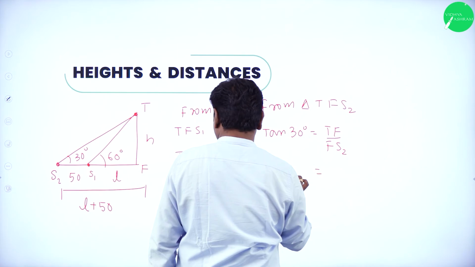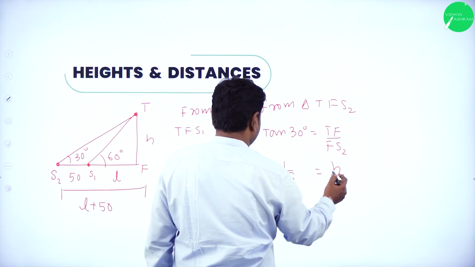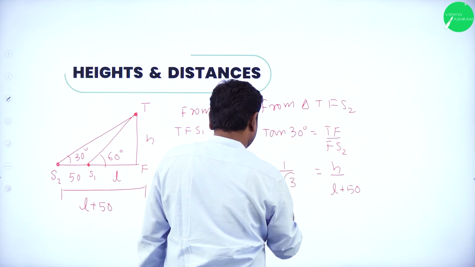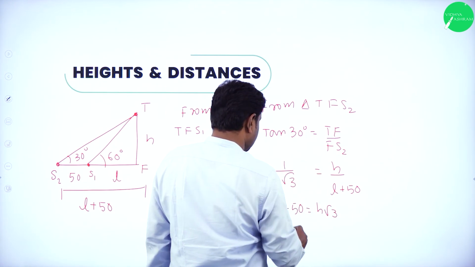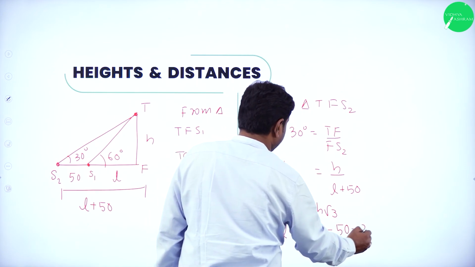So the tan 30 is, all of you know, 1 by root 3. And TF is h. And FS2 is L plus 50. Cross multiply. L plus 50 becomes h root 3. So now L is what? h root 3 minus 50. So now you got the L value.